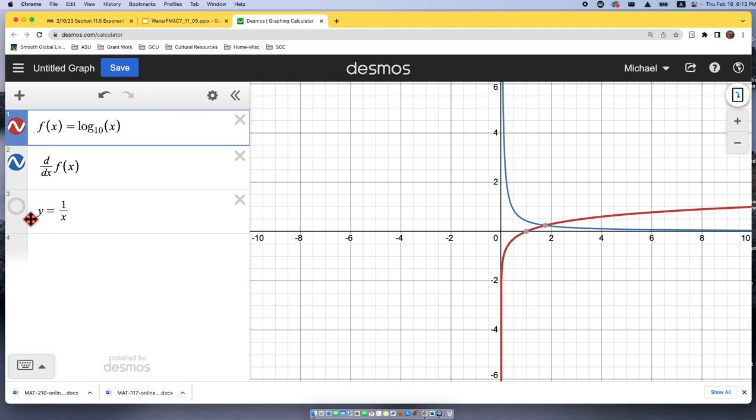So I'll turn the 1 over x back on. Do they match up exactly? Not quite. But they're kind of close, right? The blue and the green are still kind of close. They're just not perfectly matched. It looks like it needs an adjustment. Does anyone have an idea of what that adjustment might be?